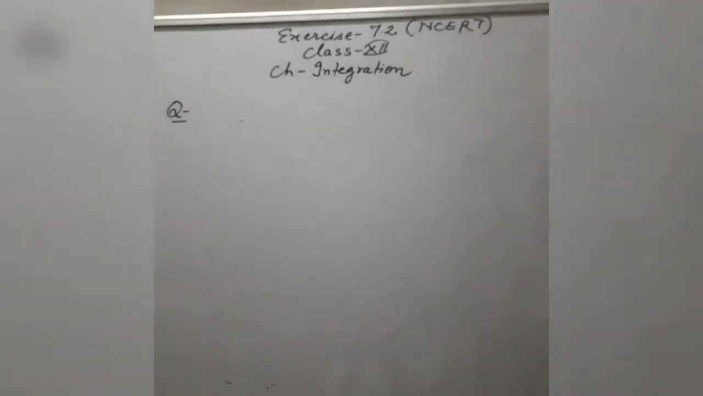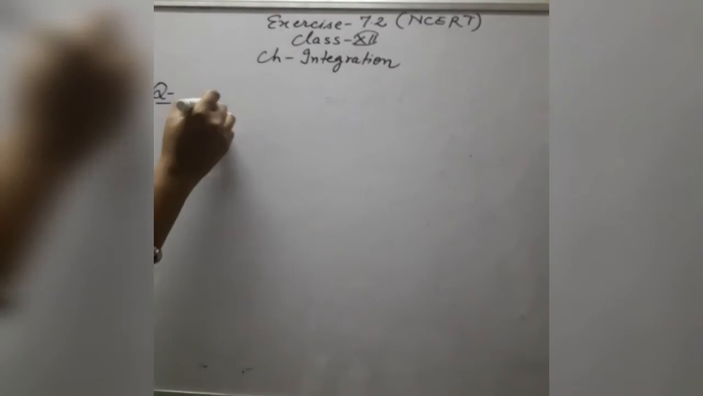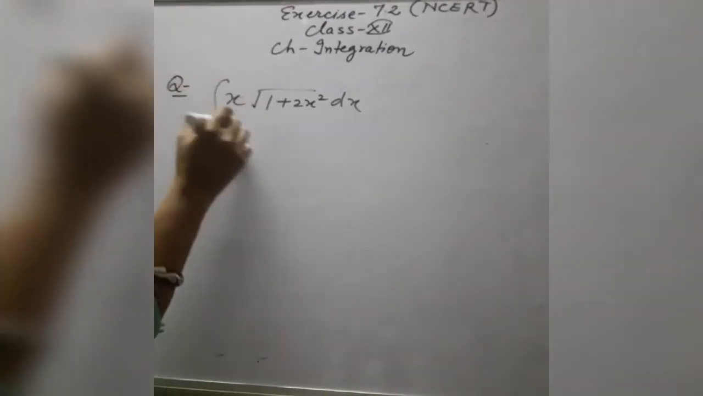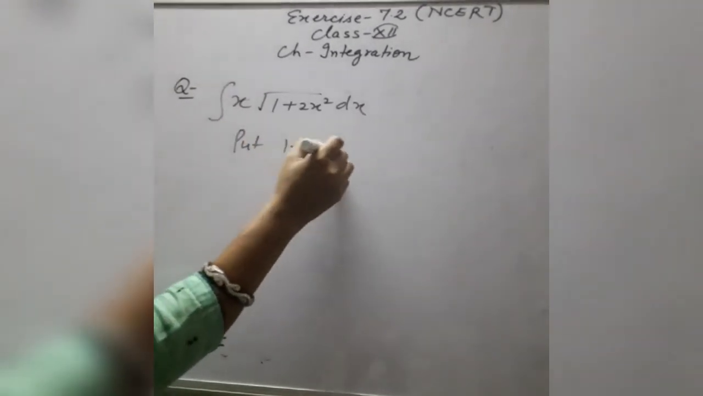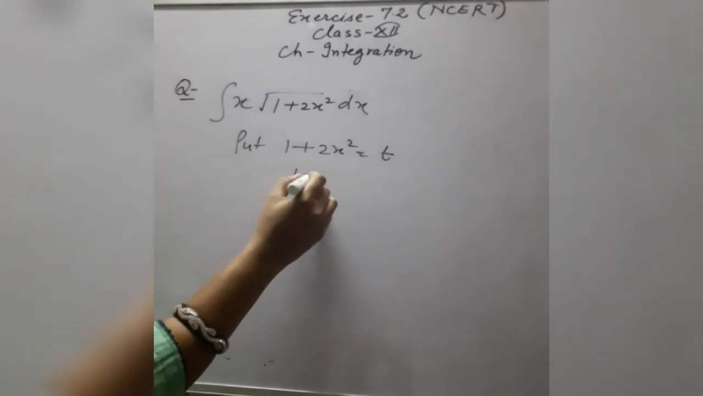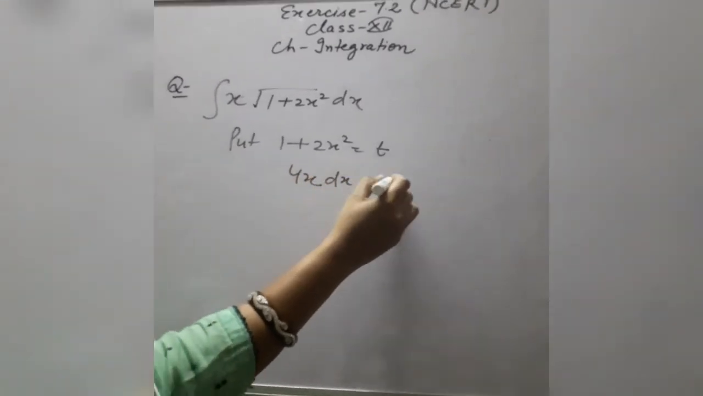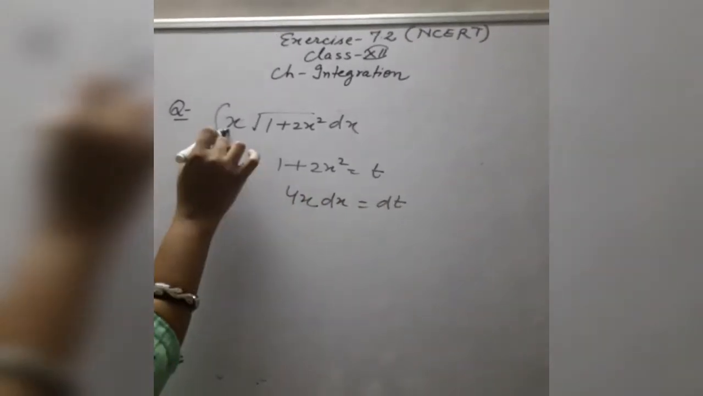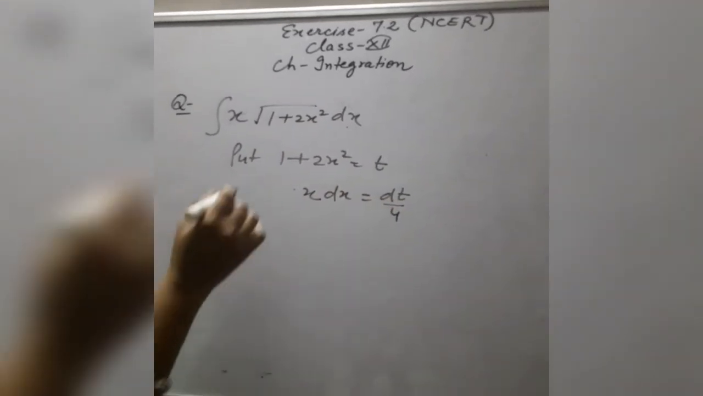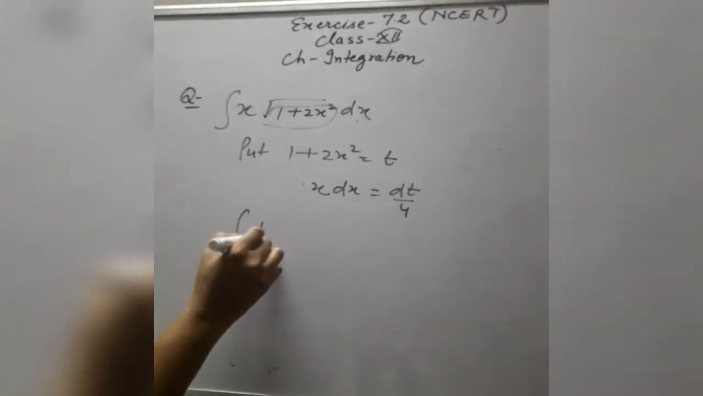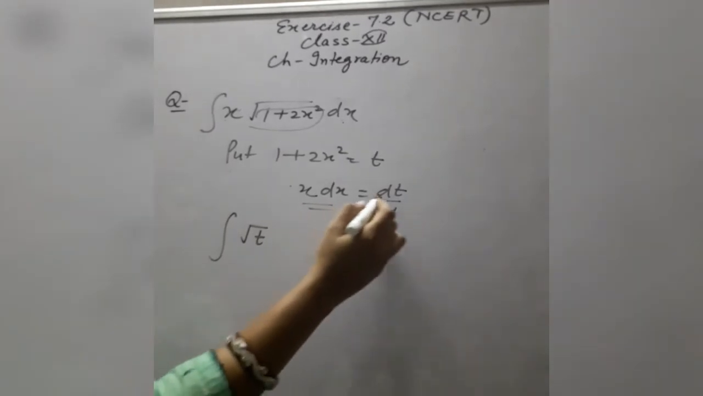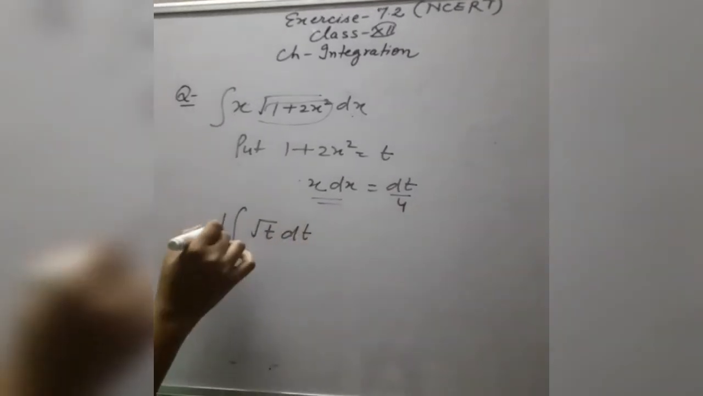In question number 8, the statement is x into root (1 + x square). In this case, you will put 1 + x square is equal to t. Differentiating both sides, you will get 4x into dx is equal to dt. Now x is here, dx is here. Shift this 4 on this side, means in place of 1 + x square you will write down t, it becomes root t. In place of x into dx you will use this value, it becomes dt by 4.